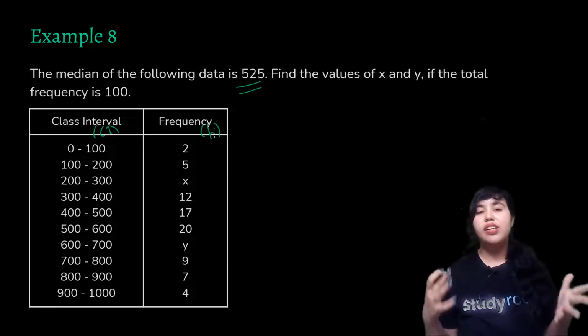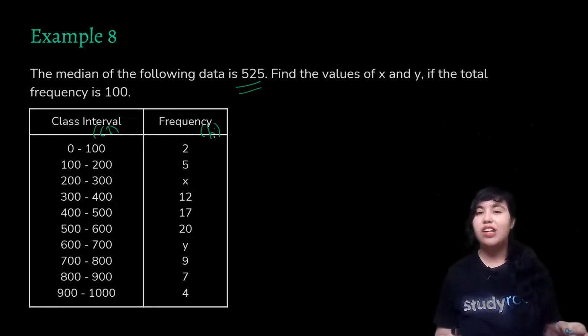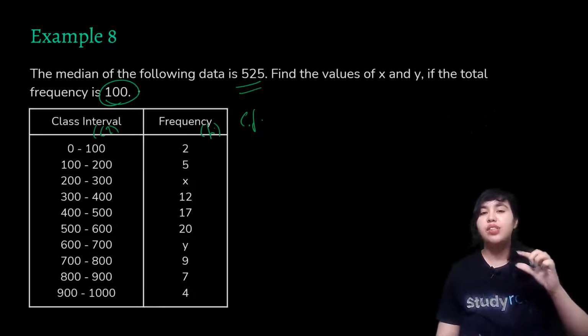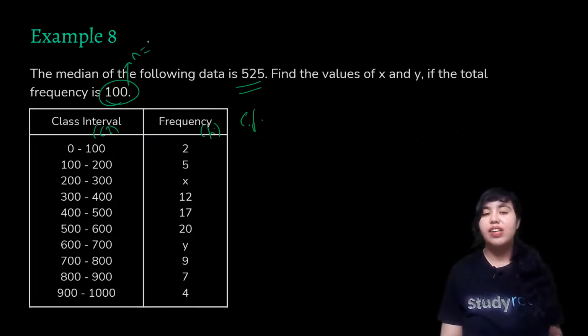So you should already get this hint that you need to calculate the cumulative frequencies. Here the total frequency is 100. That is already given to us. That means the last cumulative frequency that you'll get, N that we are saying, will be equal to 100, and the median is given to you as 525.